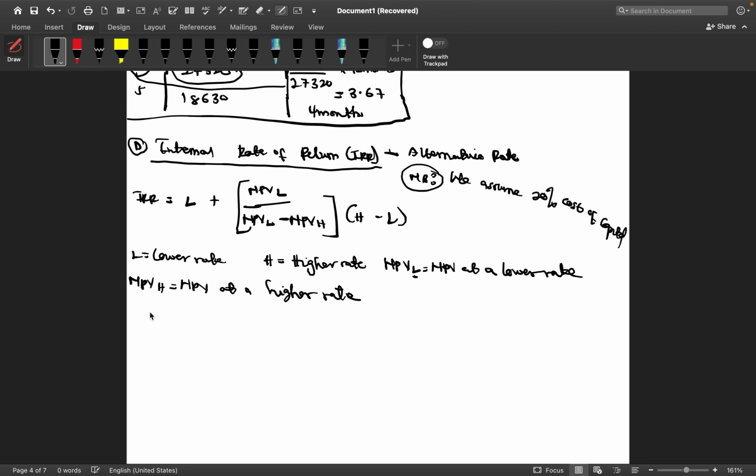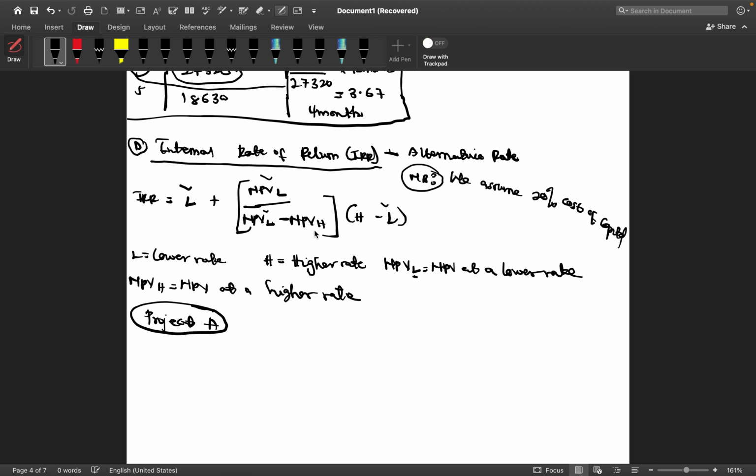So now I'll do for project A first. Okay, so you notice that with the IRR formula we have NPV in it. So I've done the previous one, which is 10%. So 10% and 20%, which one is lower? It's 10%. So I've done NPVL, I know L is the lower rate.